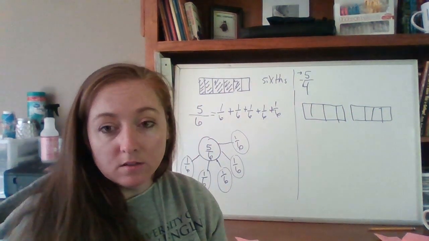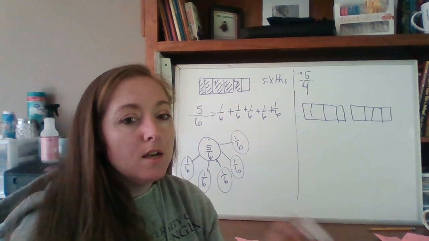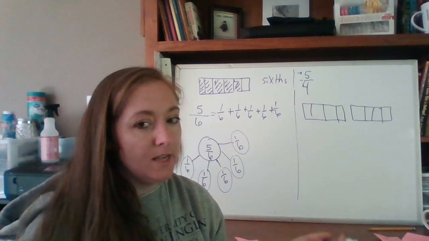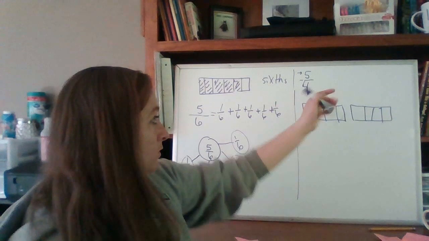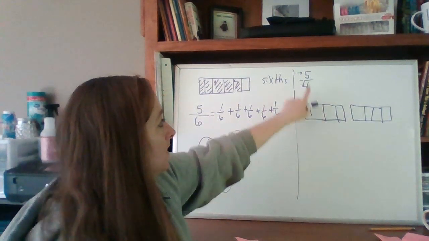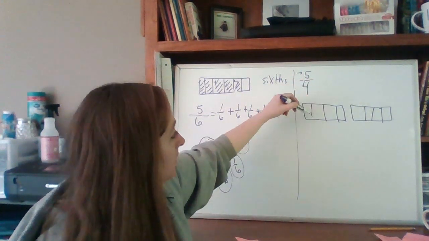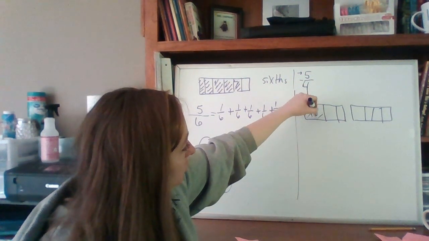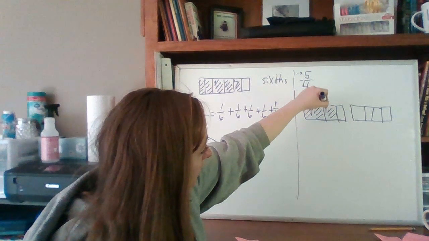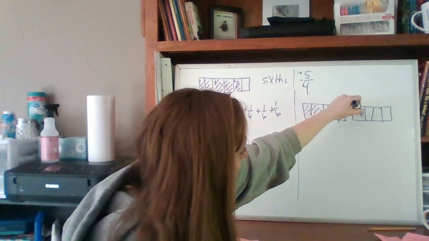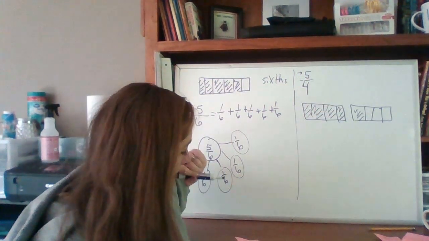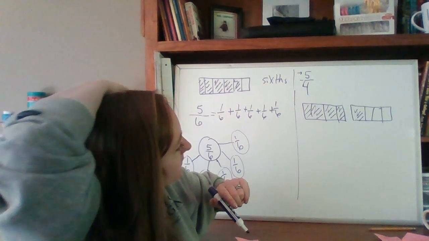So there's my rectangles. They're not very great, but there's my rectangles. Now, we have enough rectangles in order to shade this. So now we just go back to our fraction. We've cut it into 4s. How many of these do I shade? Well, I'm going to shade 5. 1, 2, 3, 4, 5. Okay? So I've shaded 5.